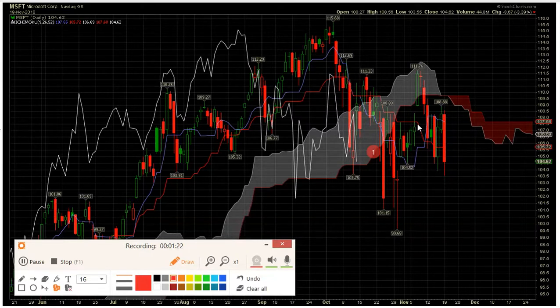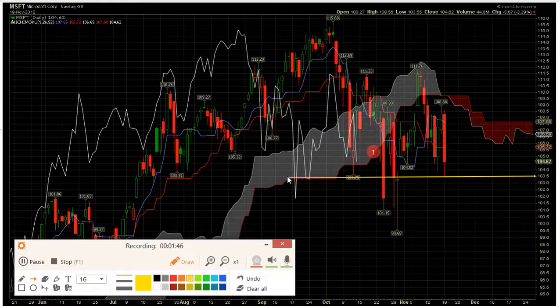Second item is price relative to the Kumo shadow. Now, where is the Kumo shadow? Let's have a look. The Kumo shadow comes in right over here. Now, why do we call that the shadow? The shadow is the Kumo cloud that trades behind price. So this is the current price, and everything behind it is called the Kumo shadow.